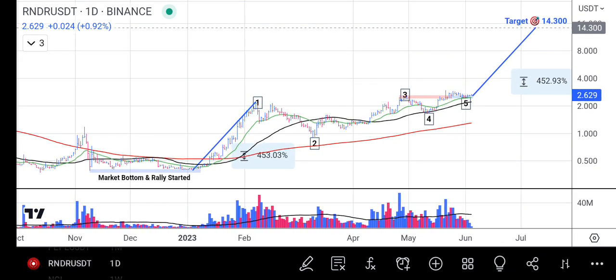The target point is not rocket science. We calculated the price from the last successful upward rally, which took it from the market bottom to point 1. That's about a 453% increase. The same level was projected, which falls around 14.300.